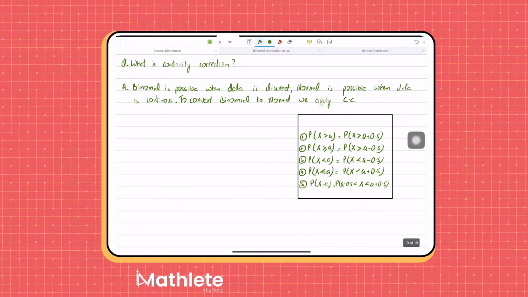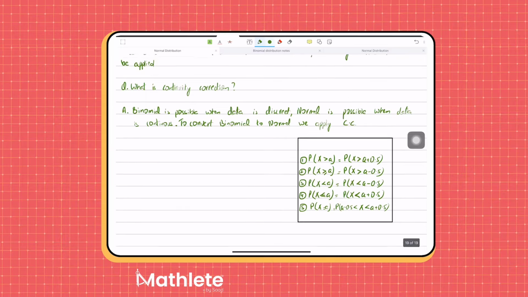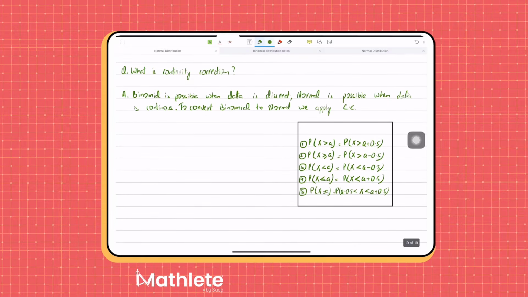Whether it's greater than or greater than or equal to, just like that, whether it's lesser than or lesser than or equal to, it has no impact in normal distribution. Why? Because it's continuous. In binomial distribution, of course, it has an impact. So if we say more than 3 out of 5, that means 4 and 5 only. If we say at least 3, that means 3, 4 and 5.